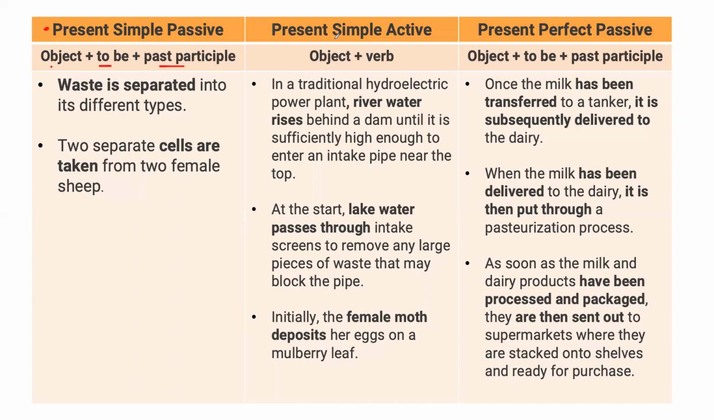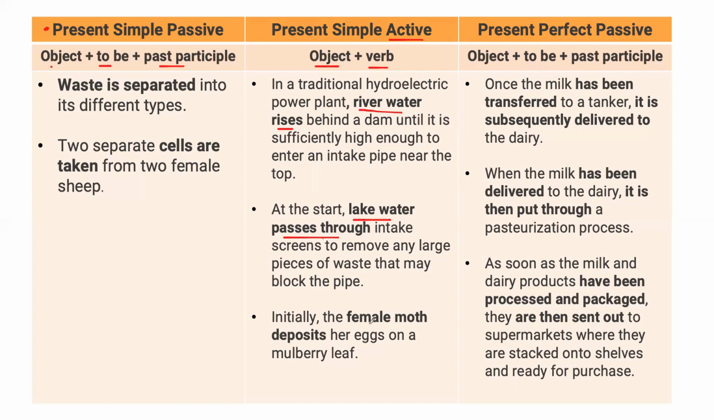This is different than the present simple active. In this case, you have the object plus the verb. So here we see, in a traditional hydroelectric power plant, river water rises behind a dam until it is sufficiently high enough to enter an intake pipe near the top. In this case, we know that river water is active, it is rising. The second example, at the start, lake water passes through intake screens to remove any large pieces of waste that may block the pipe. In this case, we see lake water is active because it passes through.